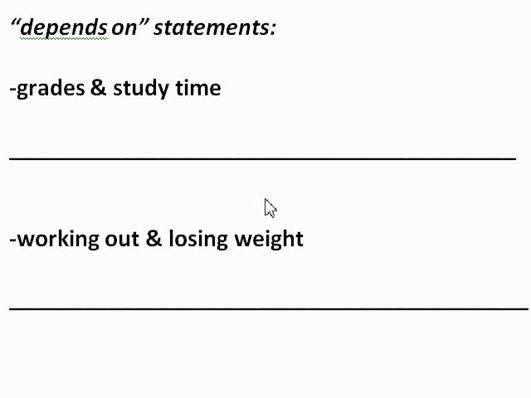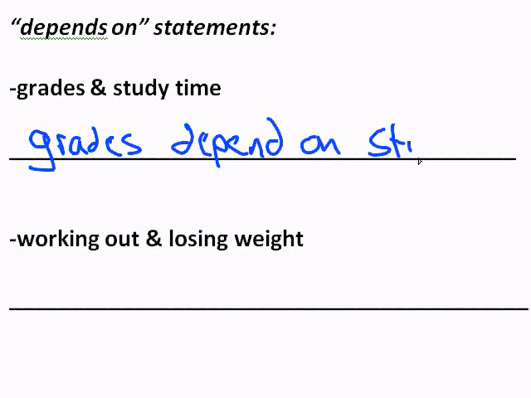Now with this whole idea of functions, there's this idea also of dependency, something depending on something else. So what we're going to do is we're going to take grades and study time, we're going to make a statement using the word depends on. We're going to go working out and losing weight, and we're going to use another statement using depends on. So what depends on what? Do grades depend on study time, or does study time depend on grades? Well, your grades typically depend on the study time.